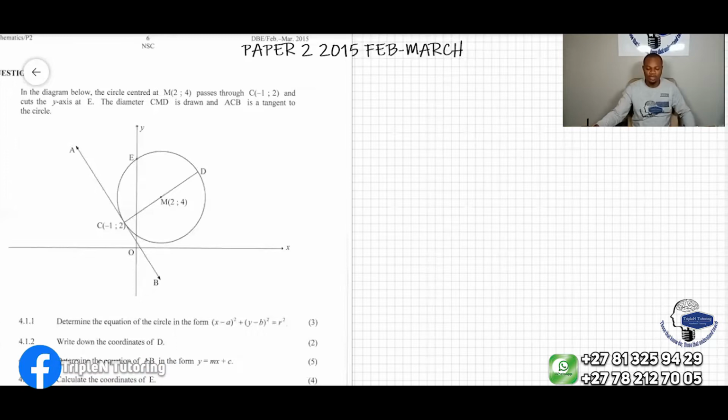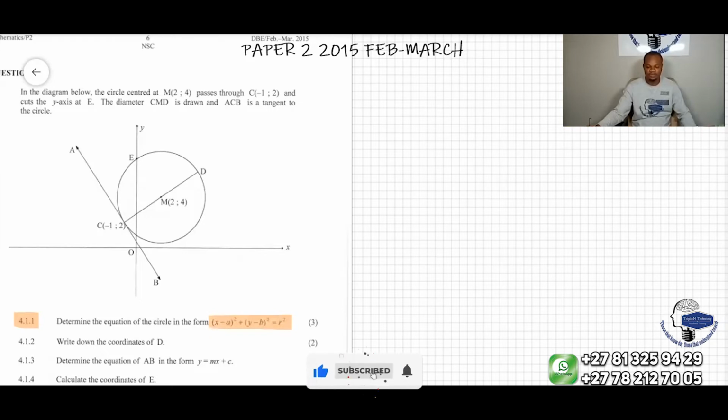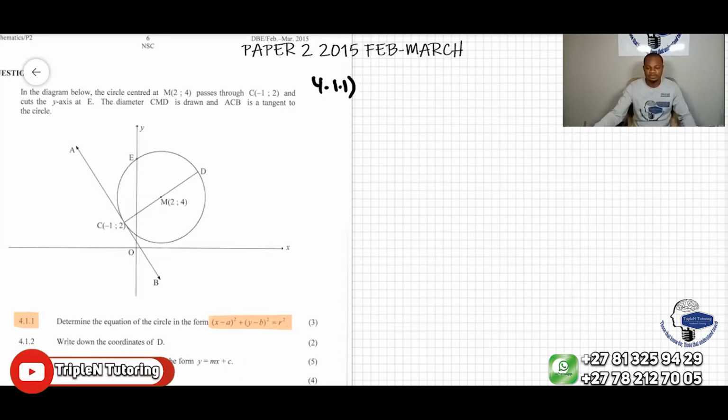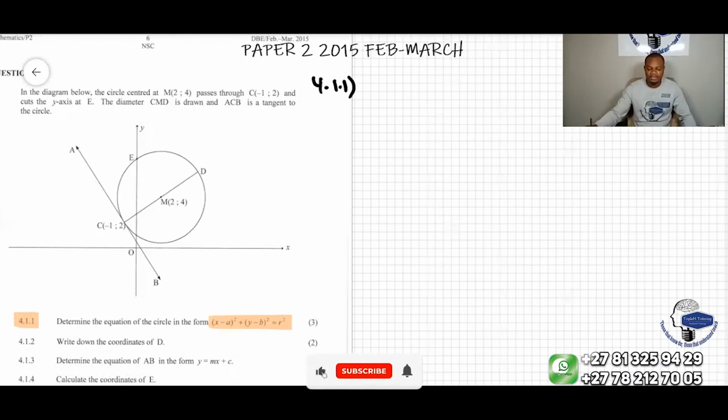Now 4.1.1 says determine the equation of the circle in the given form, the general form of the equation of the circle. What do we know about the equation of the circle? Because we want it in this form. It is given by the form we can see there.